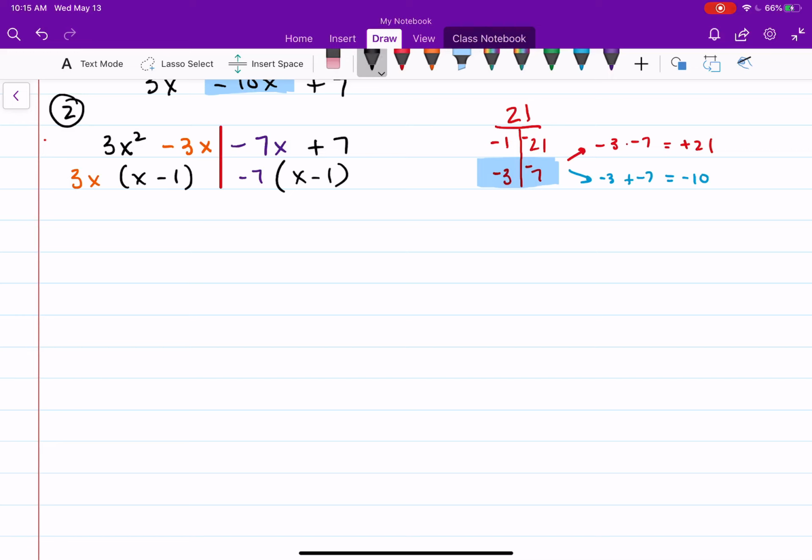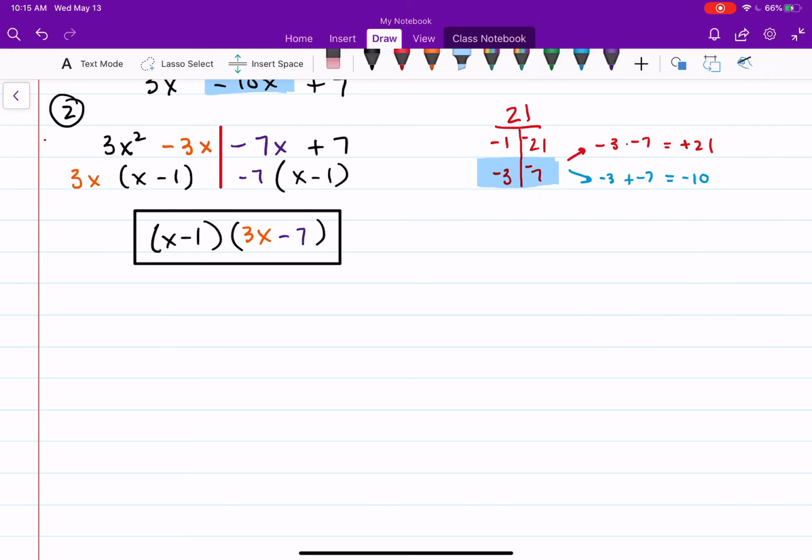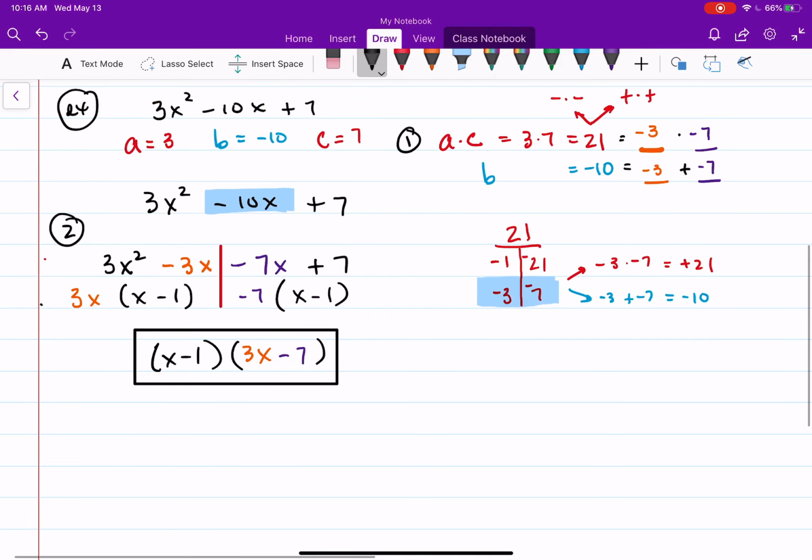And the question is, what do I have in common? So the third step was to factor the whole thing together. The x minus 1 was in common. What do I have left? The 3x minus 7. And that will be my answer. Okay? So there you go. All right? So those are your 3 steps.